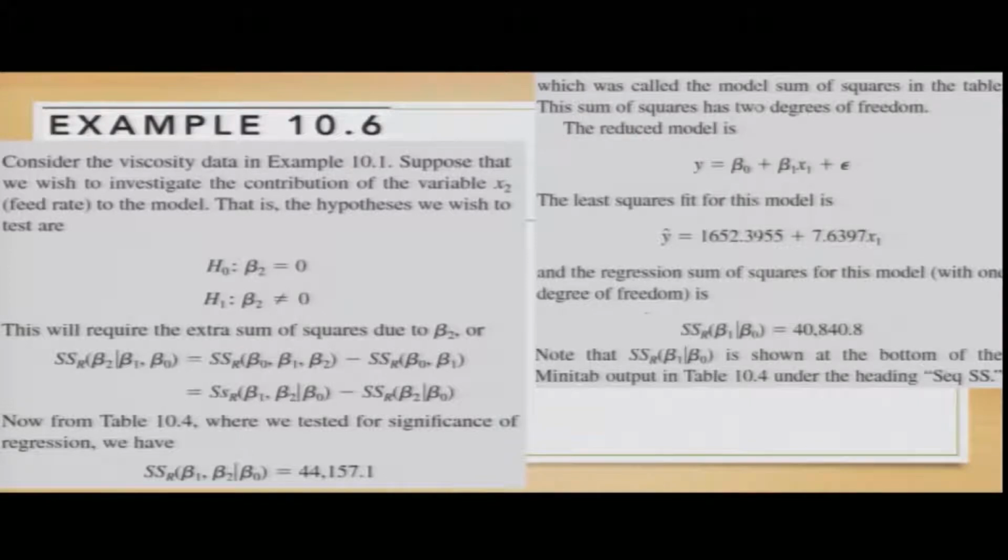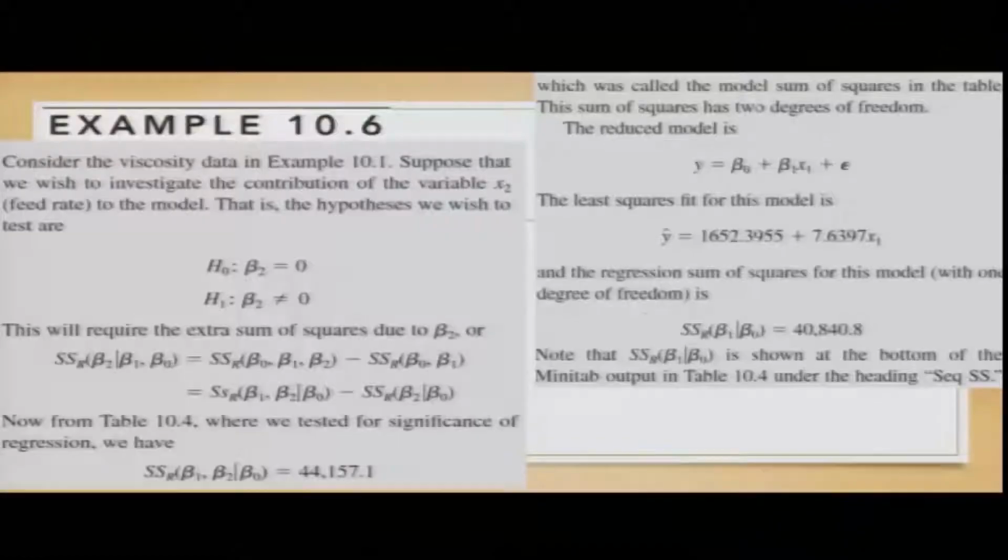Consider the viscosity model again. Suppose that we wish to investigate the contribution of the variable x 2, that is, the hypothesis we wish to test is, under H naught, beta 2 is 0, and under H a or H 1, beta 2 is not equal to 0. This will require the extra sum of squares coming from beta 2. So, we can find the sum of squares of beta 2 given beta 1 and beta naught. Now you have been able to differentiate the matrix into two parts, one coming from beta 2, and one coming from beta 1 and beta naught.